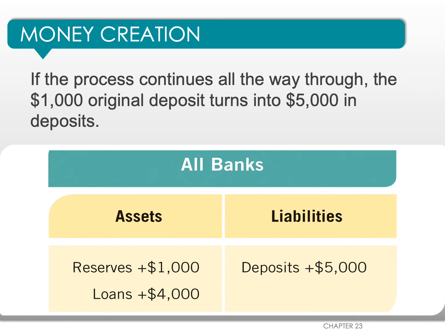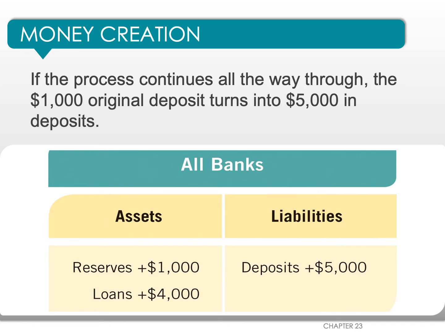If the process continues all the way through more and more banks, then the $1,000 original deposit will inevitably turn into $5,000 in deposits. So all the banks together, A, B, C, D, E, F, G, all the others involved, will now have liabilities of deposits of $5,000, which is the original $1,000 deposit plus $4,000 which is created, reserves collectively of $1,000, and they will have made $4,000 in loans. So the $1,000 originally has turned into a total of $5,000 in deposits. And as we know, bank deposits are money.